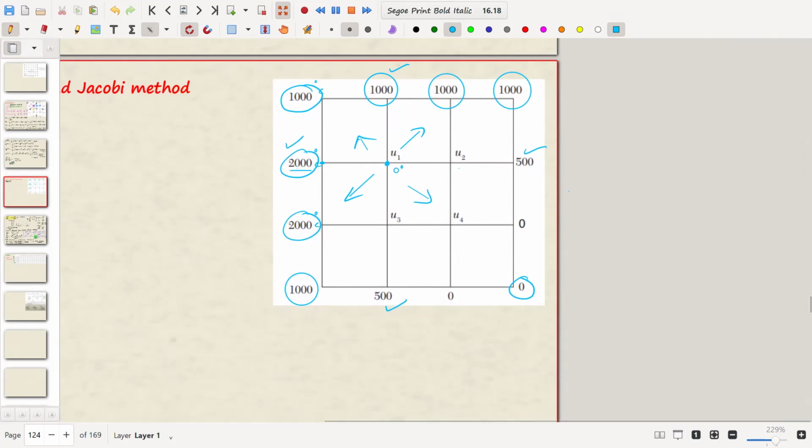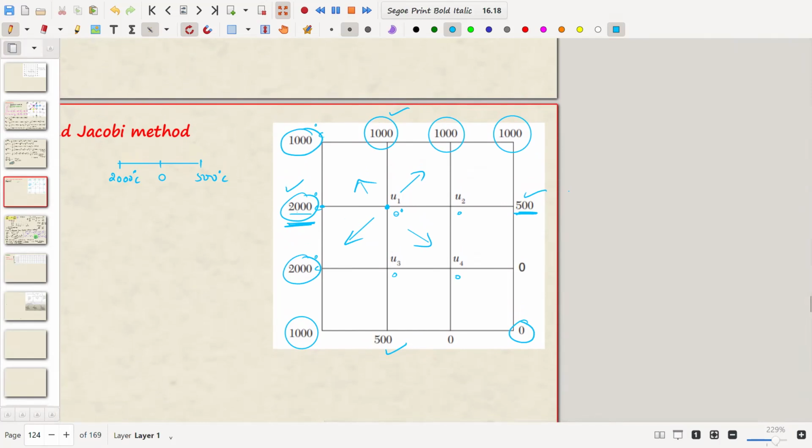And all of them are 0 degrees? Suppose you are taking that initial condition, does it make sense? It is 2000 here and 500 here, and in between it is 0. Have you seen a metal which is 2000 degrees here, 500 degrees here, and 0 degrees in between? It cannot be.